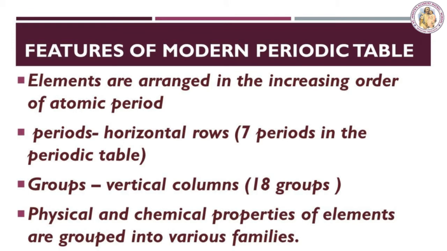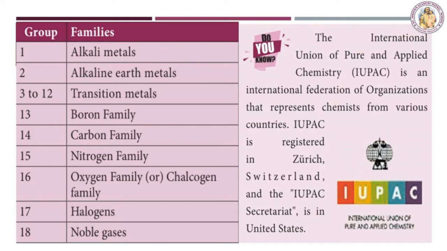Features of the modern periodic table. All the elements are arranged in the increasing order of their atomic number. The horizontal rows are called periods. There are 7 periods in the periodic table. Vertical columns in the periodic table, starting from top to bottom, are called groups. There are 18 groups in the periodic table. Based on the physical and chemical properties of elements, they are grouped into various families. These are the groups in the modern periodic table.